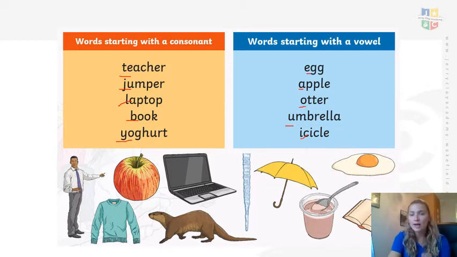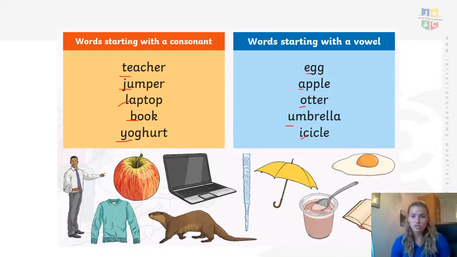Now what I'd like you to do is use these as an example. I want you to have a look around the room, and I want you to look at objects. So for example, for me, I can see that I'm sat in front of a window. I know window starts with a consonant because it begins with a W and is not A, E, I, O, U.